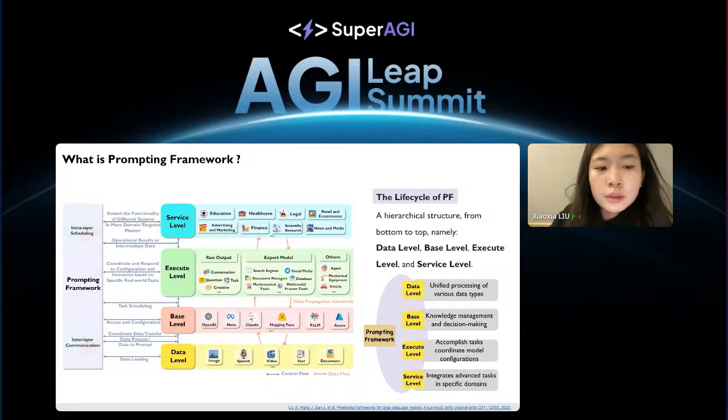It's worth noting that the interaction between different layers is nonlinear. That is, during the execution of a single task, data may propagate back and forth between layers to accomplish complex operations. So in the data layer, the prompting framework ensures unified processing of various data types, and the base level serves as the computational center between the data and the execution layer, like a brain or CPU.